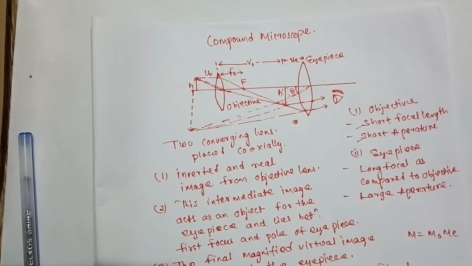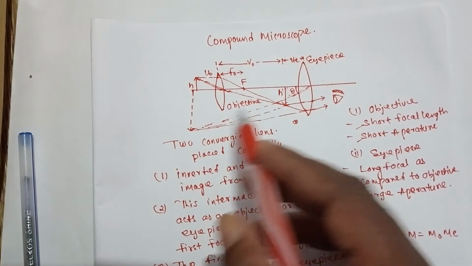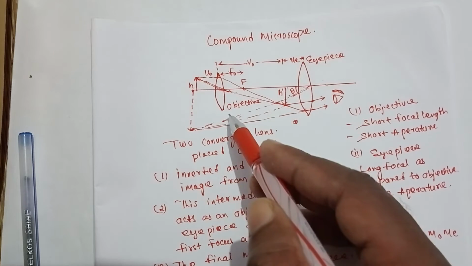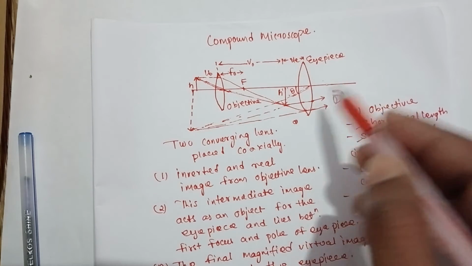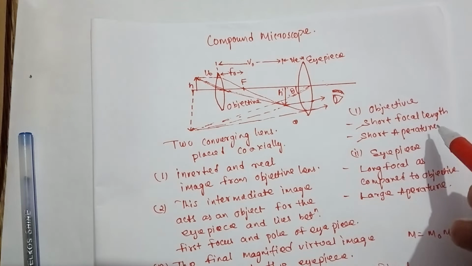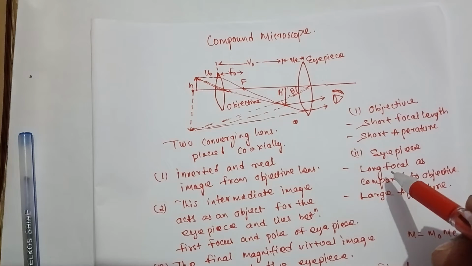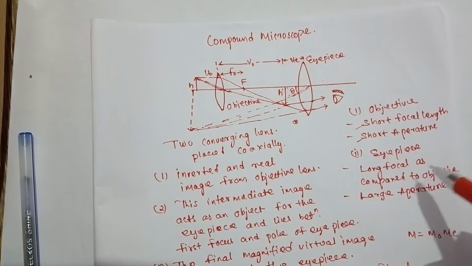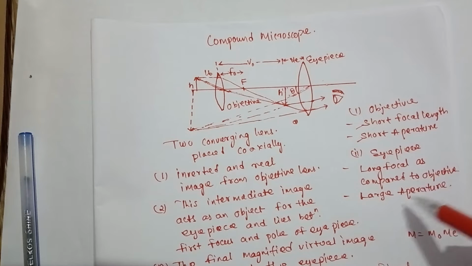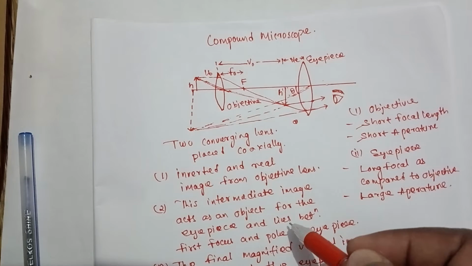So dear students, today we are going to discuss the compound microscope. The compound microscope, as seen in the figure, has two converging lenses: one is the objective lens, another is the eyepiece. The objective has a short focal length and short aperture as compared to the eyepiece. On the other hand, the eyepiece has a large focal length and large aperture as compared to the objective.